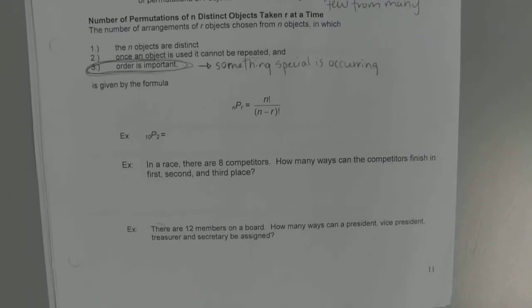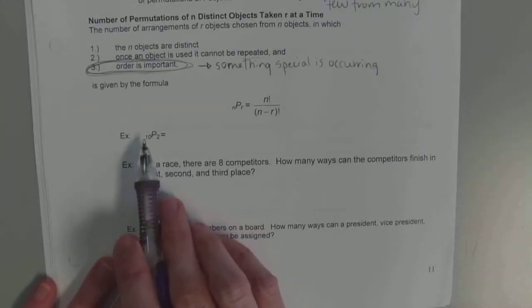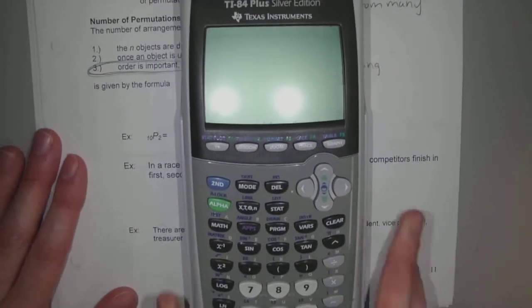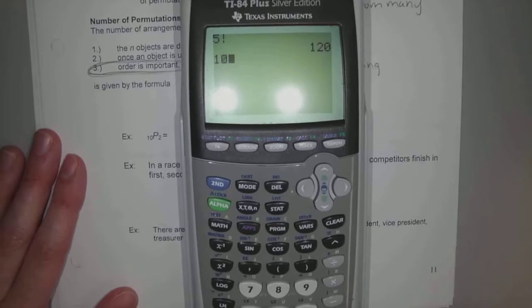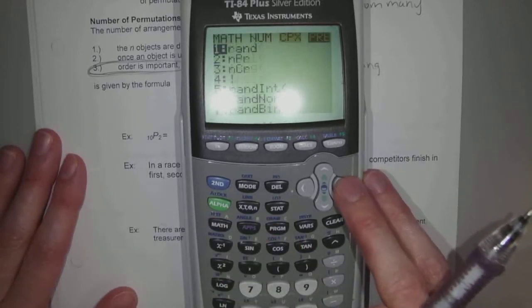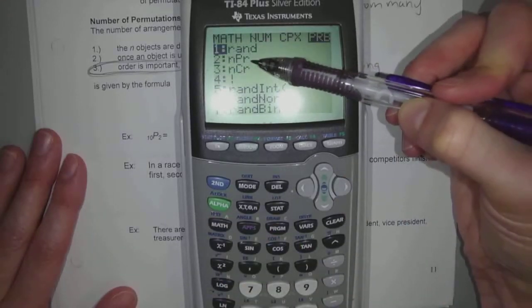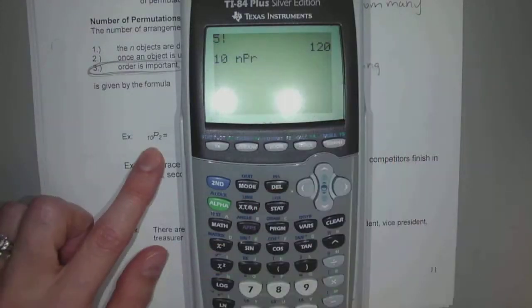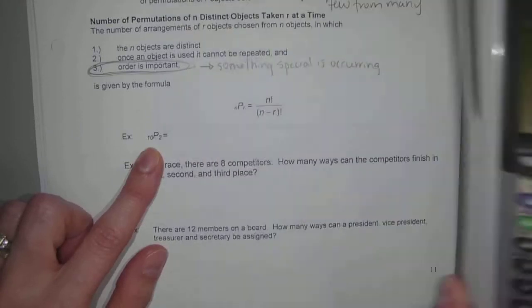When you go to do your calculator, you have to type your n first, 10. So go ahead and get your calculator out. So I'm going to type my 10. Then you go to math and you scroll over to PRB, and notice number 2 has the nPr. And then you choose your second, your r, which is 2. And you get 90 there. Okay, is that what you guys got?